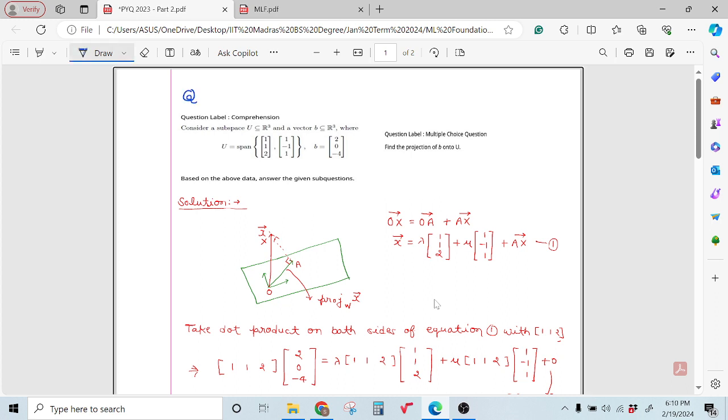Consider a subspace U which belongs to R3 and a vector B which belongs to R3 space, where U is the span of these two vectors, so the subspace U is spanned by these two vectors, and B is a vector in R3. Based on the above data, answer the sub questions. So what we have to find? We have to find the projection of B onto U.